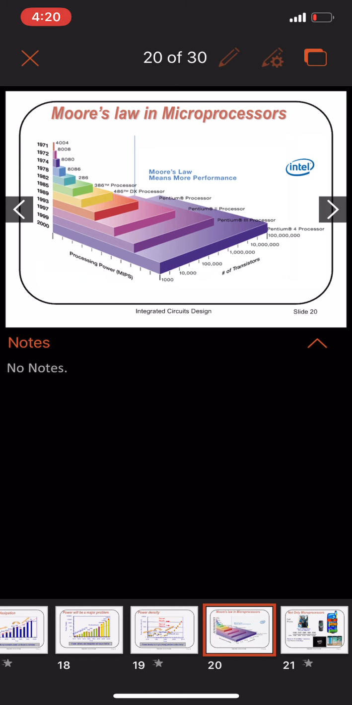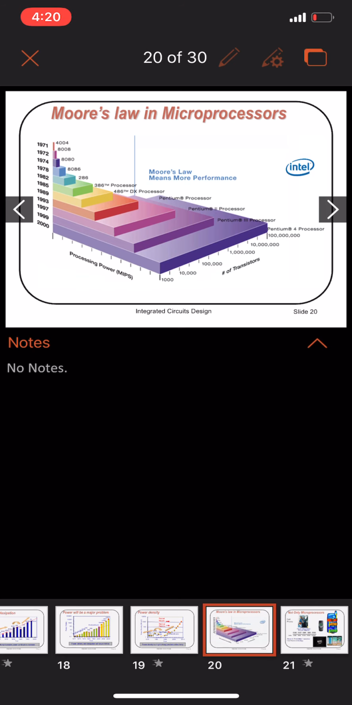Here you can see a 3D graph. It shows the relationship between the number of years and the microprocessors introduced by Intel, power dissipation, and the number of transistors. This is a 3D graph, and you can see the trend in the power dissipation.